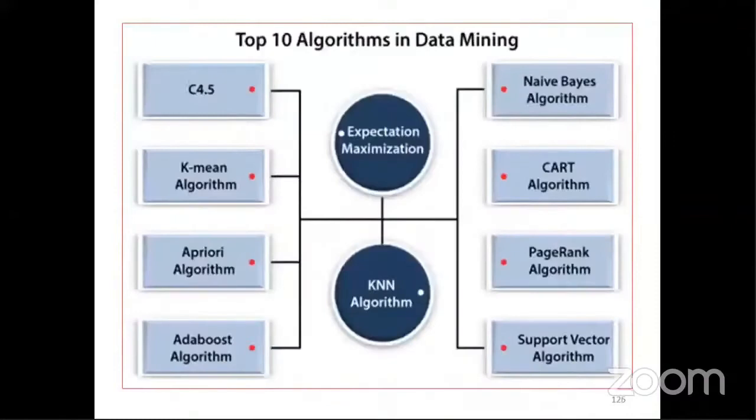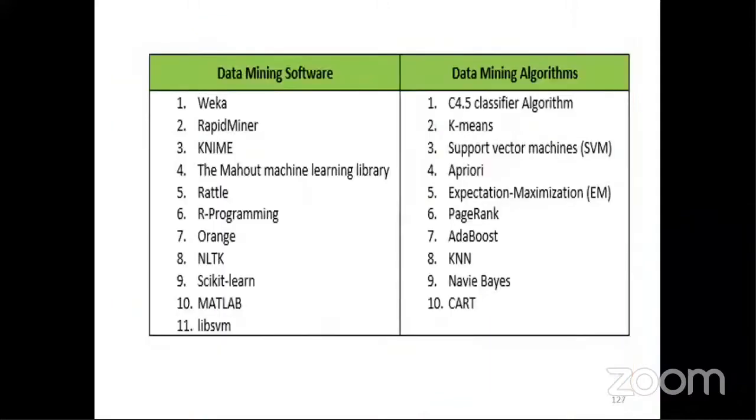These are the top 10 algorithms we use: C4.5, that means classification 4.5, naive Bayes classification, CART. What is the CART expansion? Classification and regression tree. Then PageRank algorithm, support vector machine, AdaBoost, Apriori algorithm, FP-growth, especially in frequent pattern mining, K-means algorithm, etc.